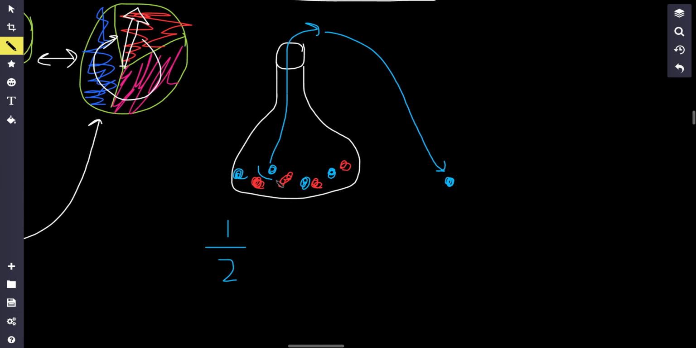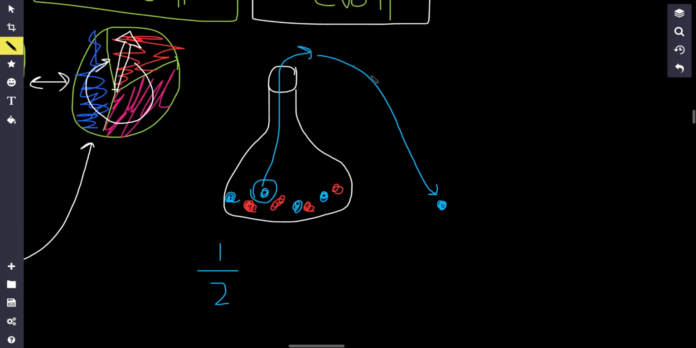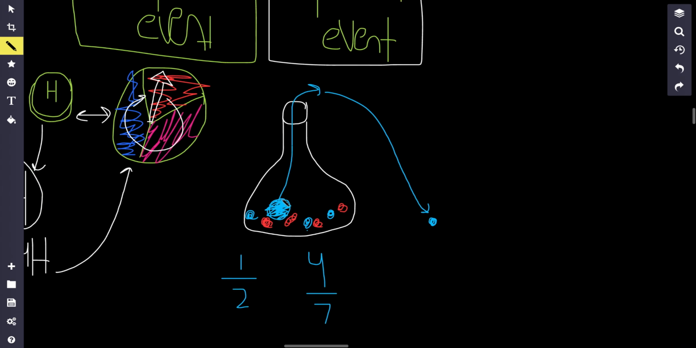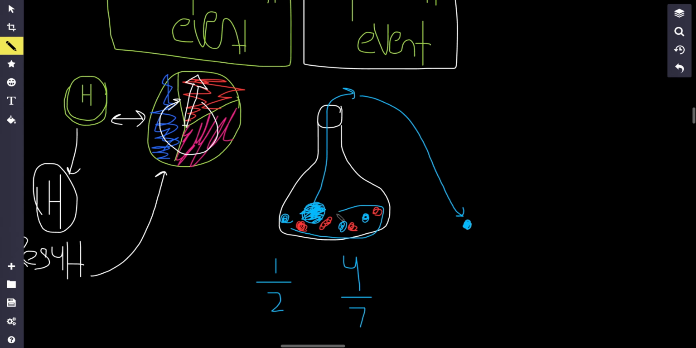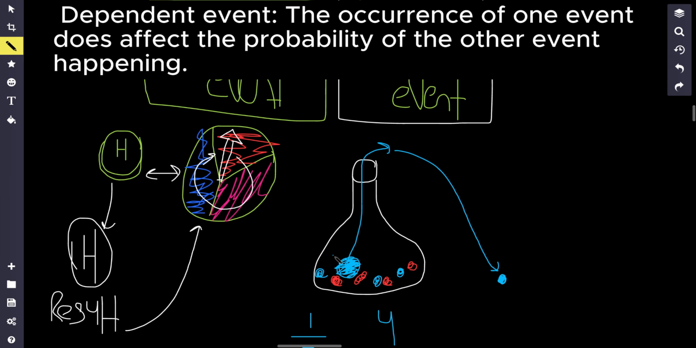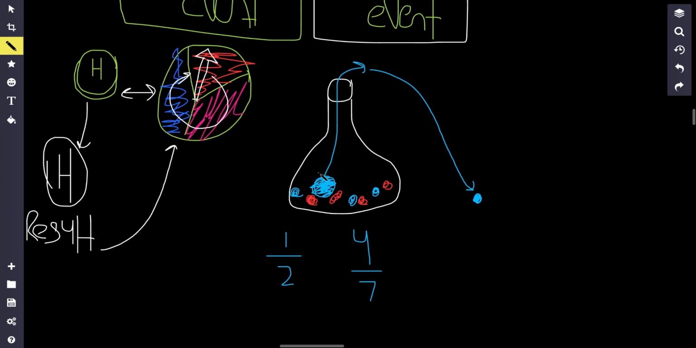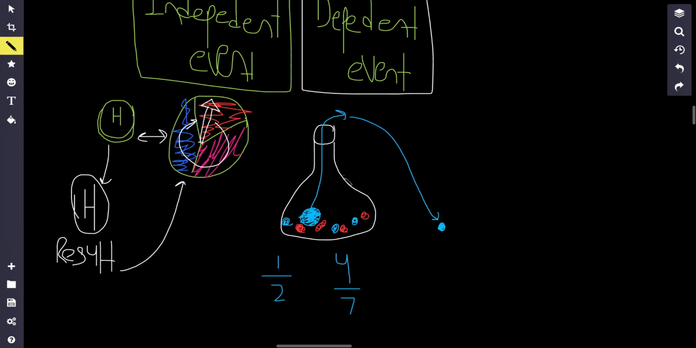Now, after I pick a blue marble out of this container and set it aside, notice how the probability of me picking a red marble is now going to be 4/7, right? Because there's one fewer blue marble, so there's going to be 7 marbles in total, and there's still 4 red marbles. So when I pick this blue marble and set it aside, leaving it out of the container, that affects the probability of me picking a red marble on the next turn. So if one event has an effect on the probability of another event occurring, these are called dependent events.